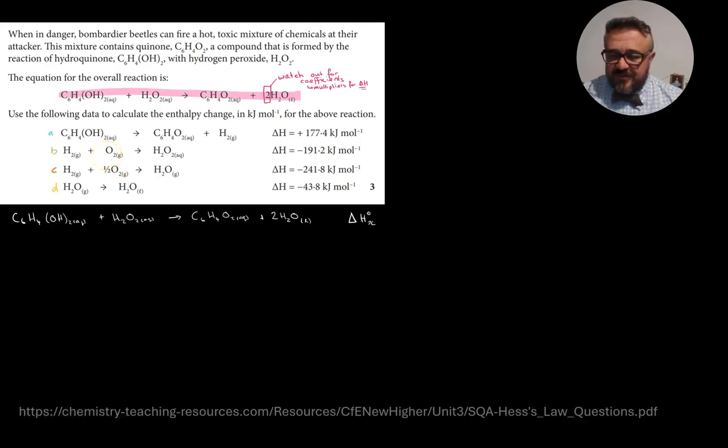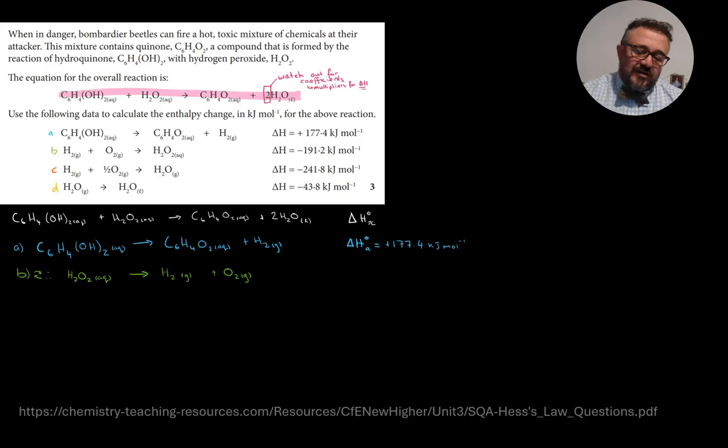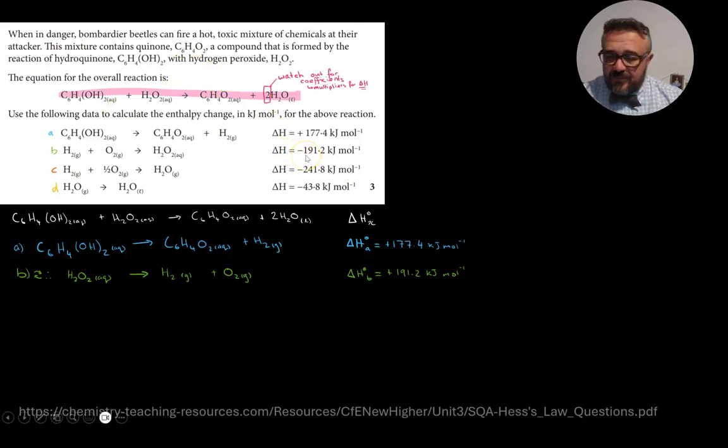We'll label them A, B, C, D. So equation A, perfect. We write down the plus 177.4 kilojoules per mole. No dramas there. We have a slight problem. Our peroxide is on the wrong side. It should be a reactant. So we're going to have to flip that. Okay, so we've got the flip, the little signs there. So it becomes hydrogen peroxide goes to H2 plus O2, which gives us plus 191.2. So we've flipped the sign here as well.